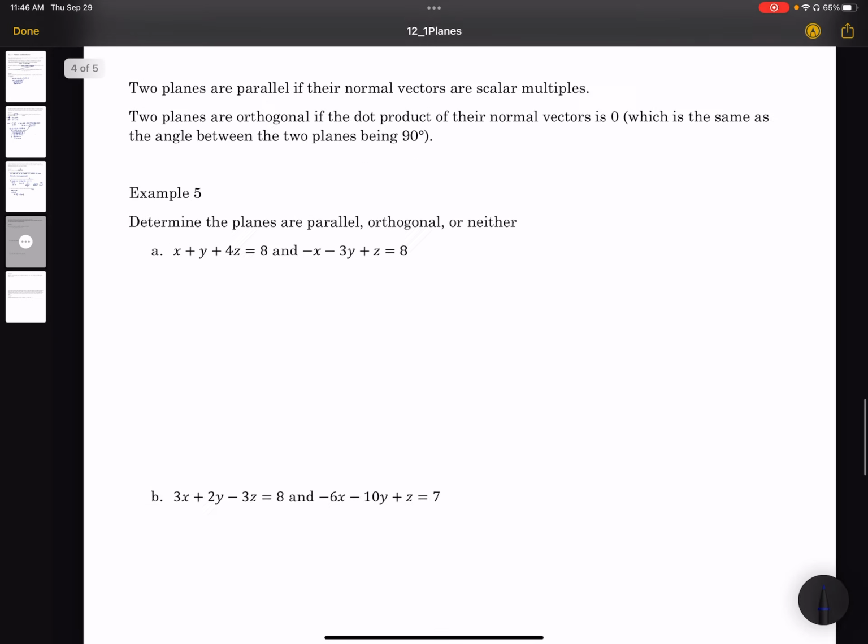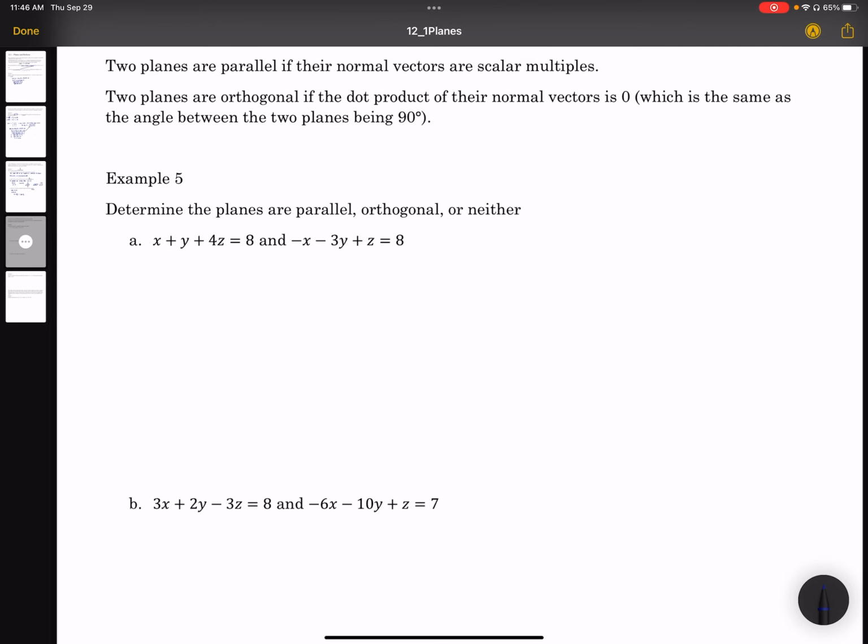Next, 2 planes are going to be parallel if their normal vectors are scalar multiples of each other. And 2 planes are going to be orthogonal if the dot product of their normal vectors is 0, which means that the angle between the 2 planes is 90 degrees. So for A, we're going to see if these planes are parallel, orthogonal, or neither. For all of these, we're going to use the normal vector of the first plane as U and the second as V.